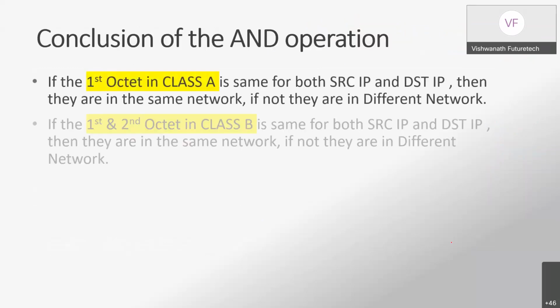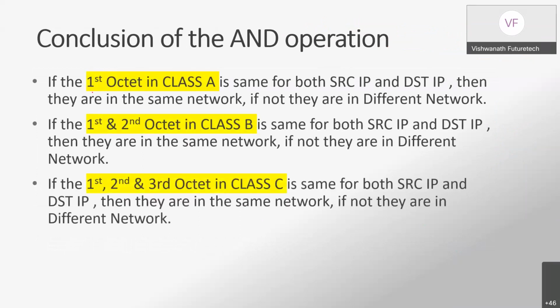So this is the conclusion. If the first octet in class A is the same, it means both source and destination are in the same network. If not, they are in different networks. In class B, the first 2 octets have to be the same for the source IP and destination IP to be in the same network.